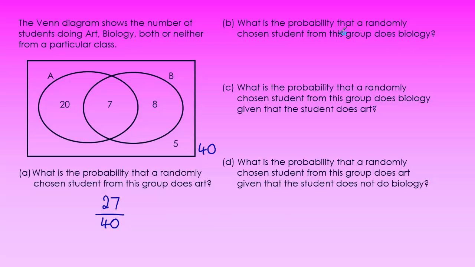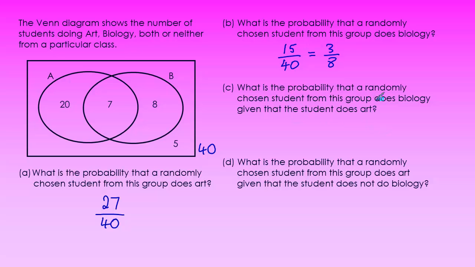What is the probability that a randomly chosen student from this group does biology? So, biology is 7 and 8, so that's 15 out of the 40. And of course we could cancel that down. 5 goes into both things. 3 eighths.